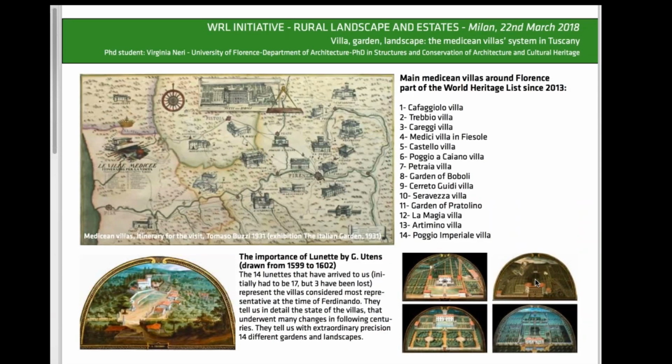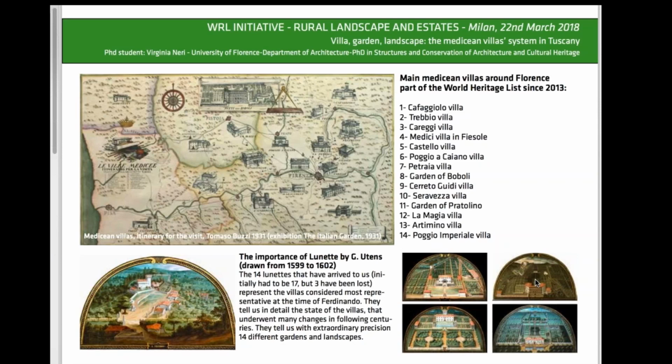To talk about the historical sources, we can say that Medicean villas have many historical sources. For example, in this map from 1931, we can see that the villas were drawn, and they suggested to visit all of them. This map was made by the architect Tommaso Buzzi on the occasion of the Italian exhibition of gardens in 1931. And to present the Tuscan landscape, they drew all the Medicean villas in the countryside, so that whoever went to the exhibition could have a look at all these villas and visit them.